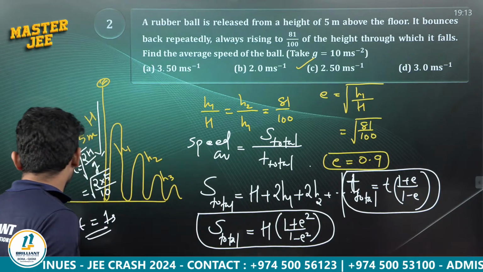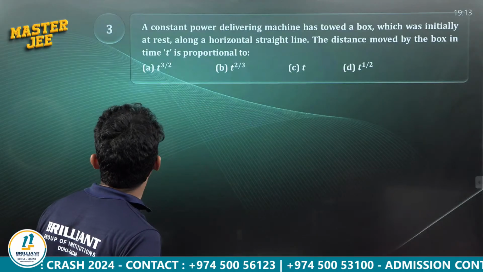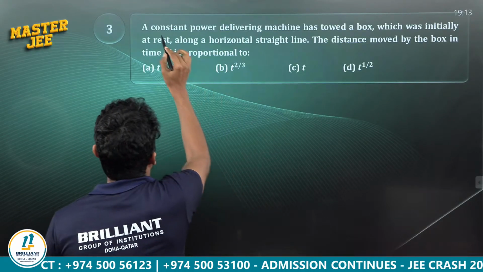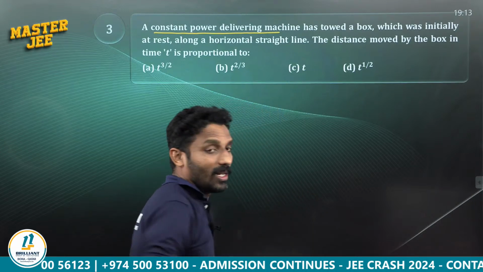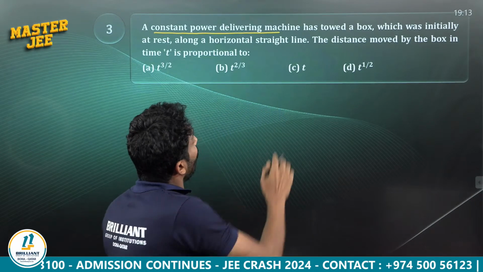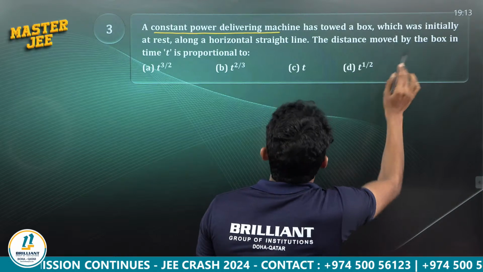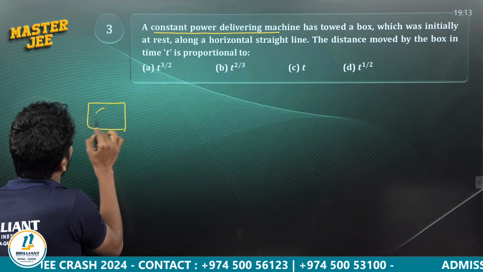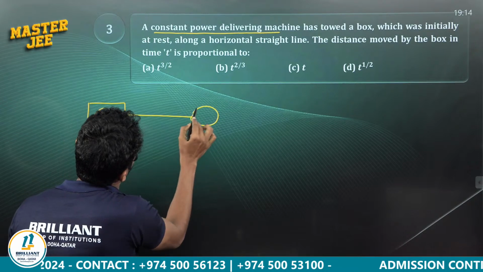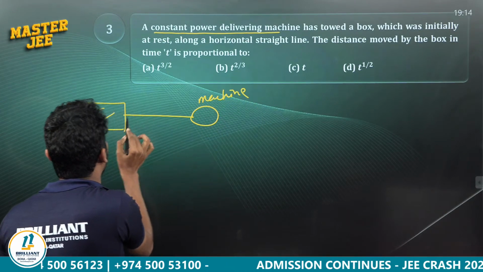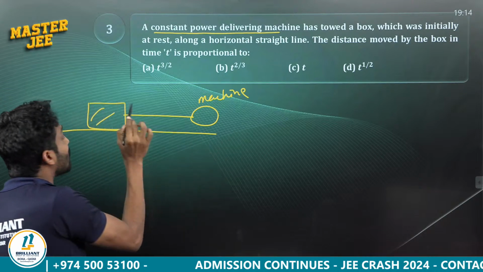Now moving to the next question, number 3. A machine which delivers a constant power has stowed a box which was initially at rest. Here there is a box. This box is stowed by a machine. Suppose this is the machine. This machine is pulling this box with a constant power delivery.